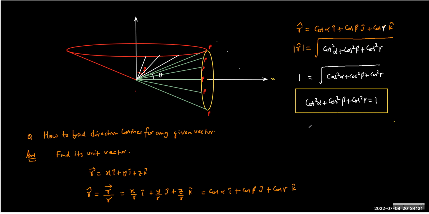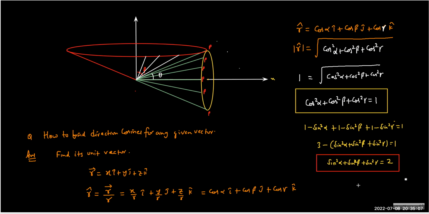And from here we can derive another relation. And what is that? We can write it as 1 minus sine square alpha, 1 minus sine square beta, 1 minus sine square gamma, and if you look carefully, 3 minus, so sine square alpha plus sine square beta plus sine square gamma is equal to how much? 2. Is this clear? Yes, sir.